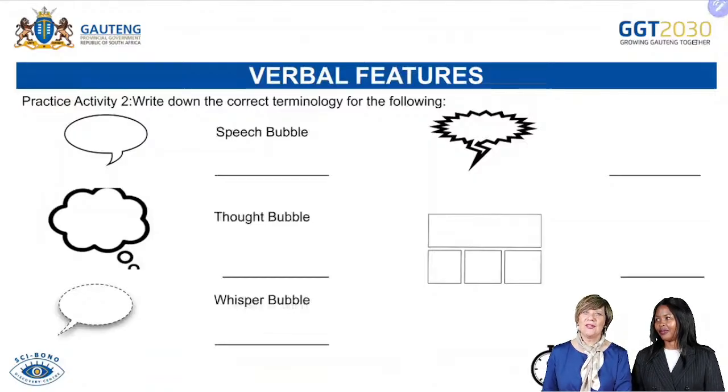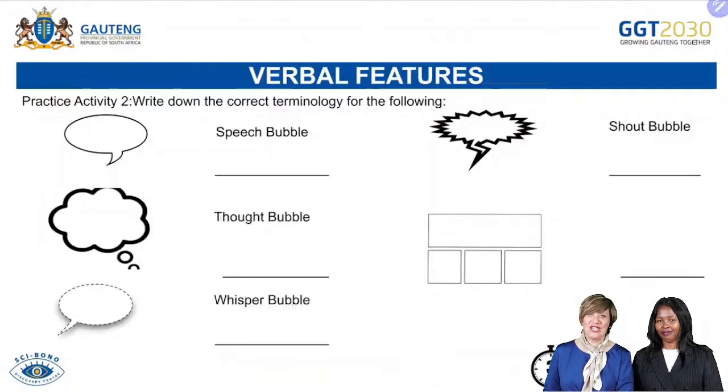This is when my character will be whispering. And then that's a shout bubble. We call it a jagged speech bubble as well. So if you can't remember, shout bubble will work.